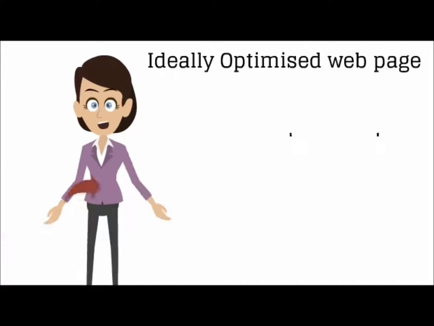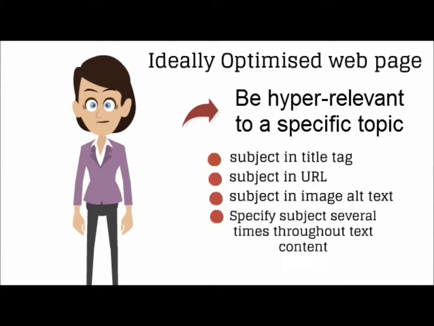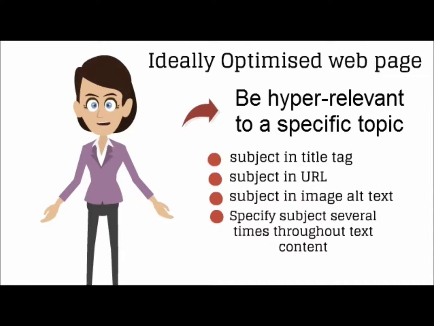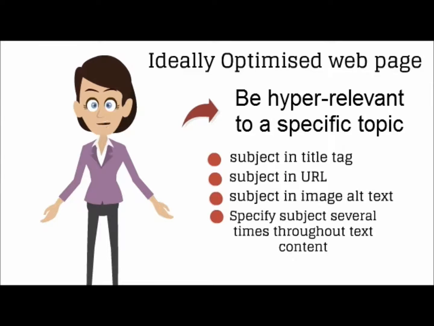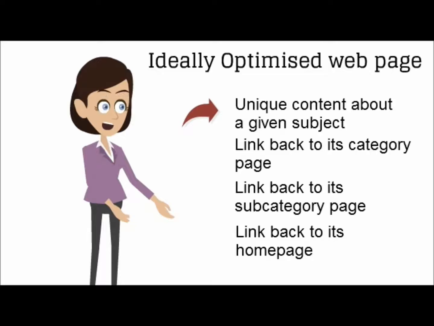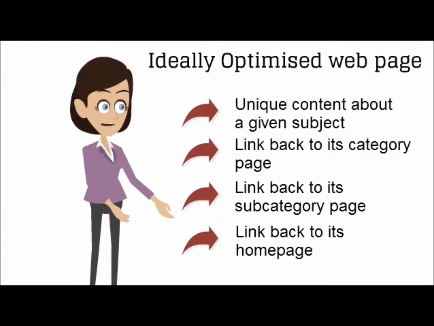An ideal web page should do all of the following: be hyper-relevant to a specific topic, usually a product or single object. This includes subject and title tag, subject and URL, subject and image alt text, and specify the subject several times throughout text content. Provide unique content about a given subject. Link back to its category page. Link back to its subcategory page, if applicable. Link back to its home page, normally accomplished.